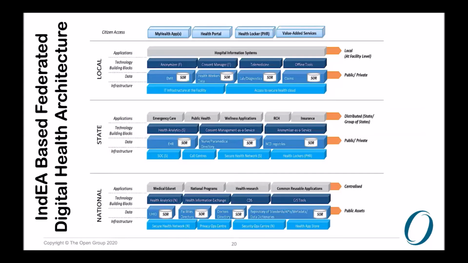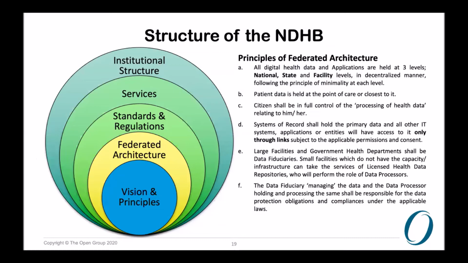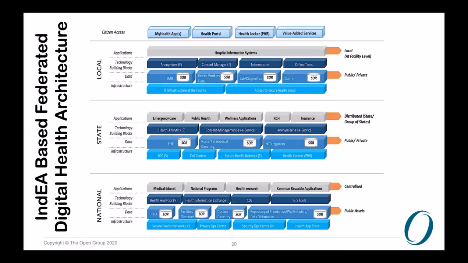This slide shows you how we have achieved federation. It is an elaboration of the principles I showed you in the previous slide, of the federation that we have tried to achieve within the digital health architecture. You can see on top how citizens access the health services. It could be through apps, health portals, or a health locker. And then our value-added services, which are provided by small and medium enterprises who may provide value-added health services.